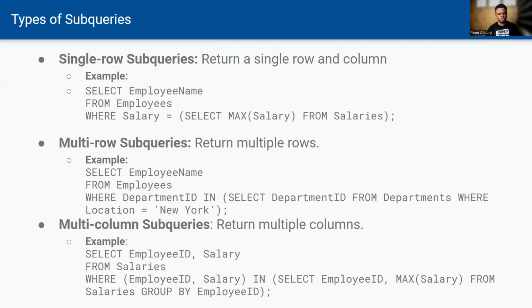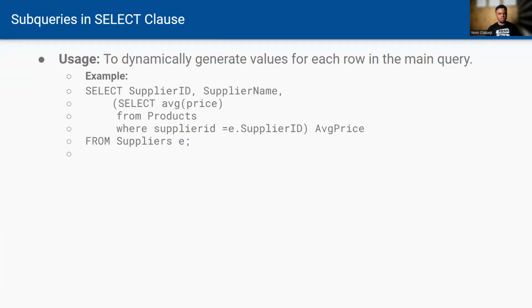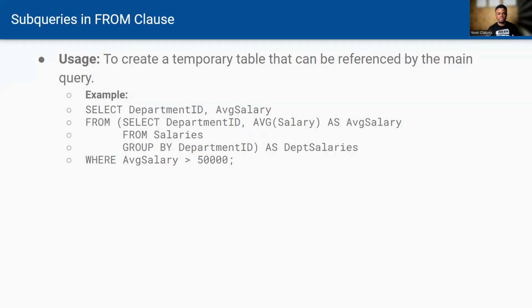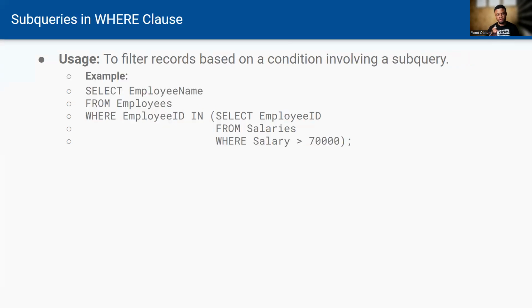Then the different types of subqueries: the single row, which returns only one value, like an aggregate function. The multi-row, which returns multiple rows, multiple IDs that you can use in places like a where clause. And the multi-column query, for example when we are trying to join a raw table to another data source. As for use cases, we use it in our select columns, in our from as its own data source, and in our where clause for filtering.